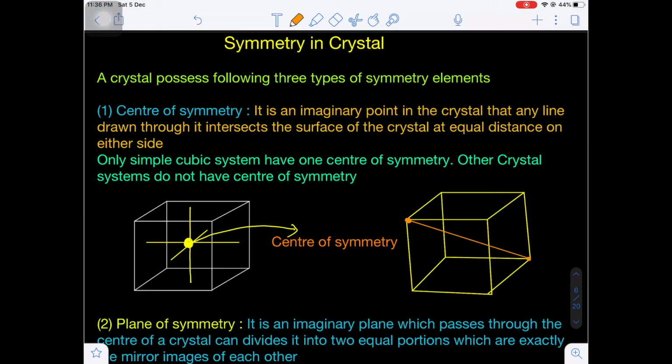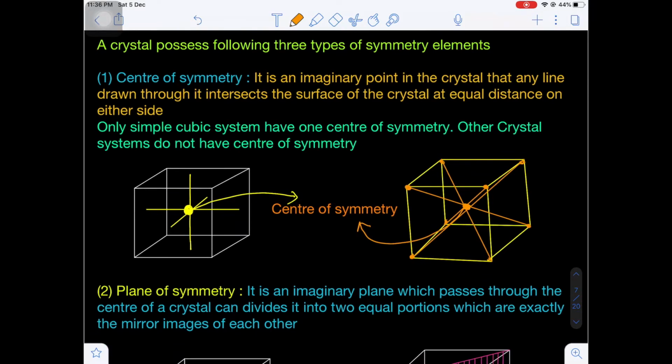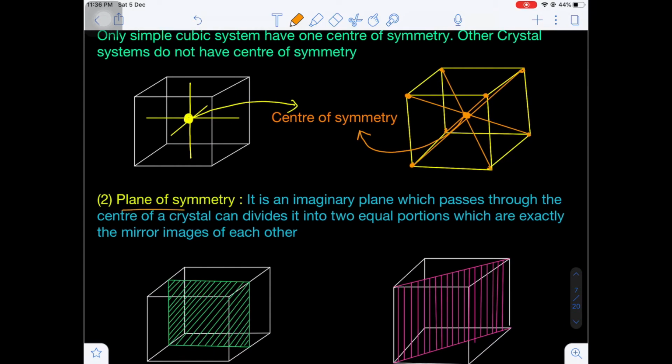Similarly, if you join these two points, again you will get one more body diagonal, the second body diagonal. Now this will be the third body diagonal, and next to this will be the fourth body diagonal. If you see all four body diagonals, they meet at a particular point, and from this point all the corners are present at equal distance. Such a point is referred to as the center of symmetry. Referred to as what? Center of symmetry.